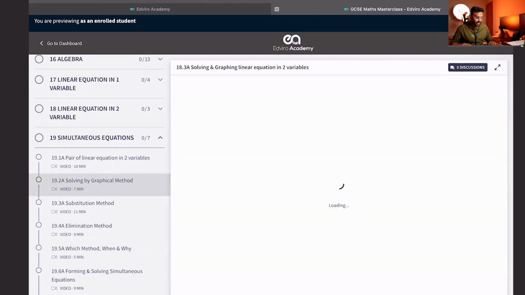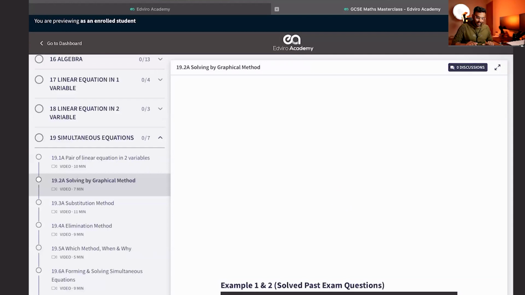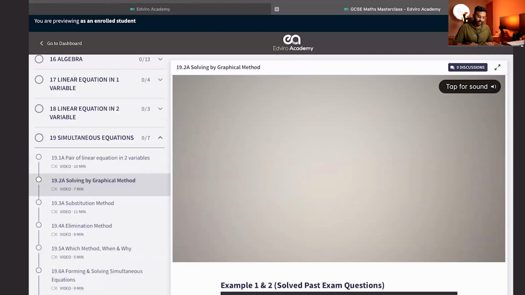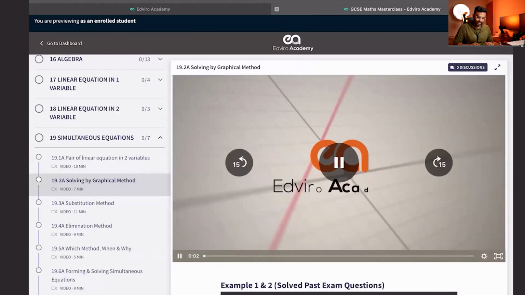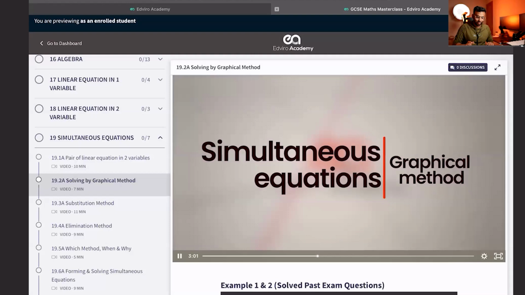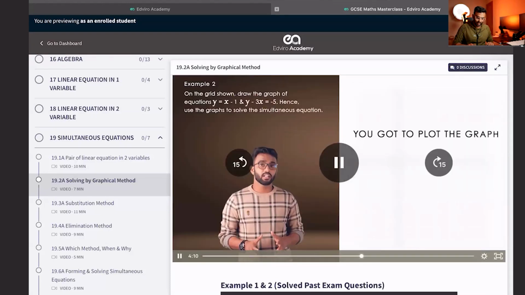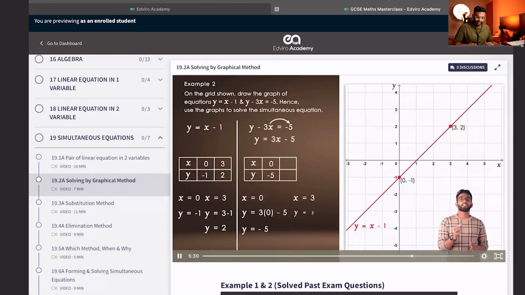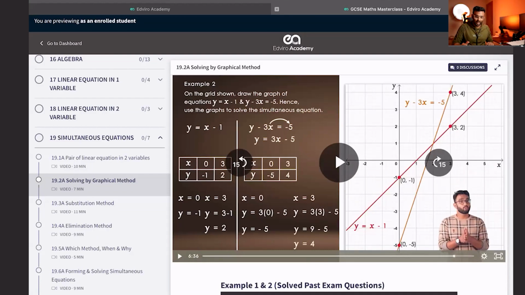So solving by graphical method, you click on it and then you will see this lesson running for 7 minutes and you should be all right. All right, so you're plotting. I'm solving many questions in here and you're plotting those solutions. Are you guys with me on this?